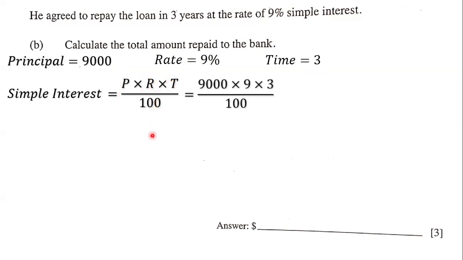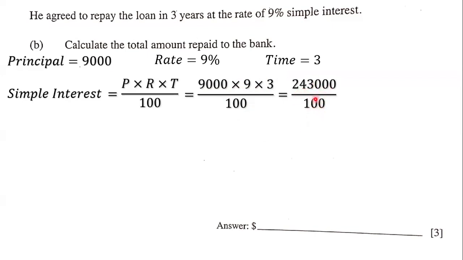Now, what is the principal? The principal is 9,000. What is the rate? The rate is 9, right? What is the time? The time is 3. So we're going to put that all over 100. Next, we're going to multiply 9,000 times 9 times 3, which gives us 243,000. And we're going to put that all over 100.